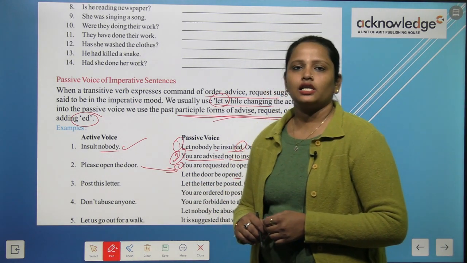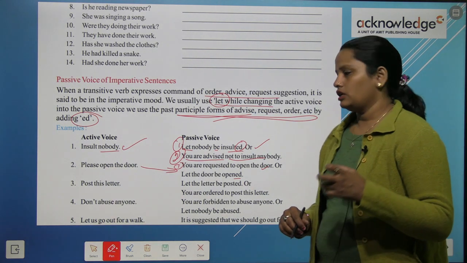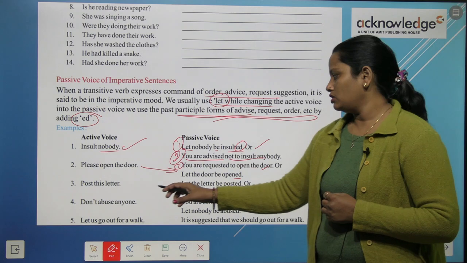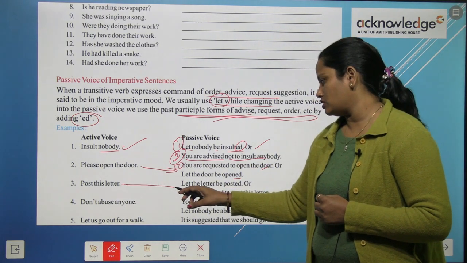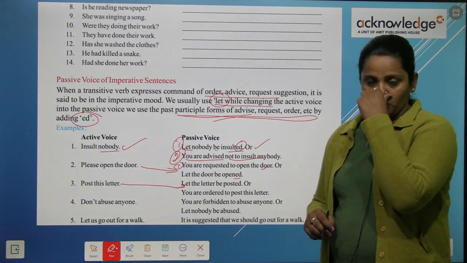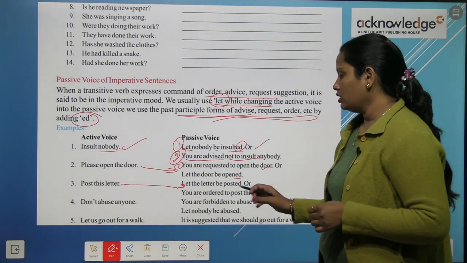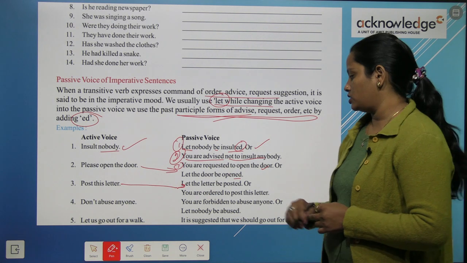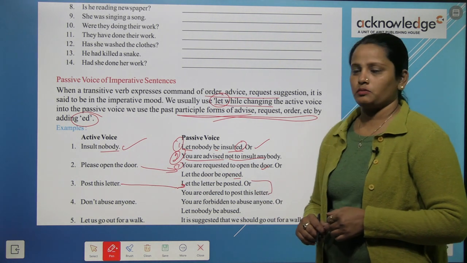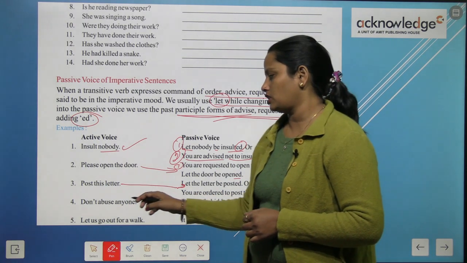Post this letter. What are you doing? You are giving someone a command to post the letter. So here the answer is: Let the letter be posted. Or: You are ordered to post this letter. So these are the two forms into which we can convert, change it.